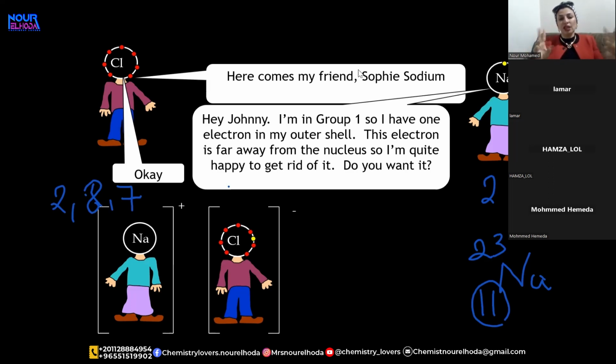I have two choices. Either lose the one, or I can gain 7 more. But for sure, I'm going to lose the one, that's way easier. So I will lose the one.